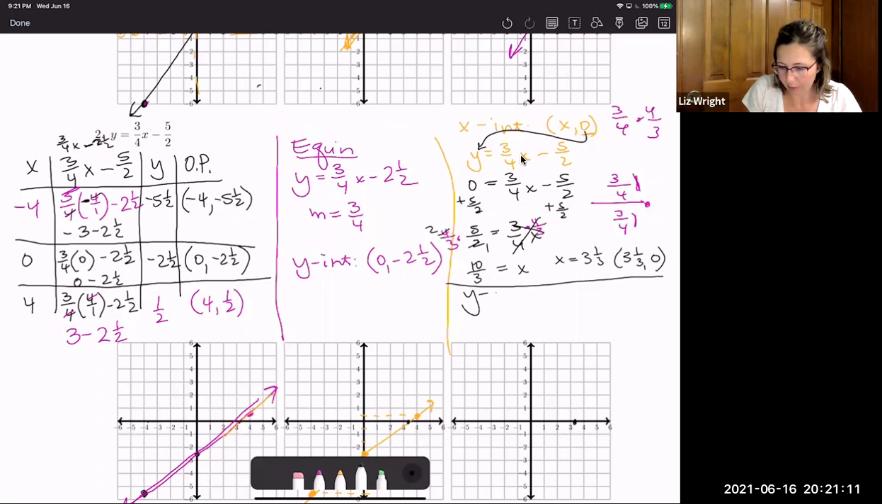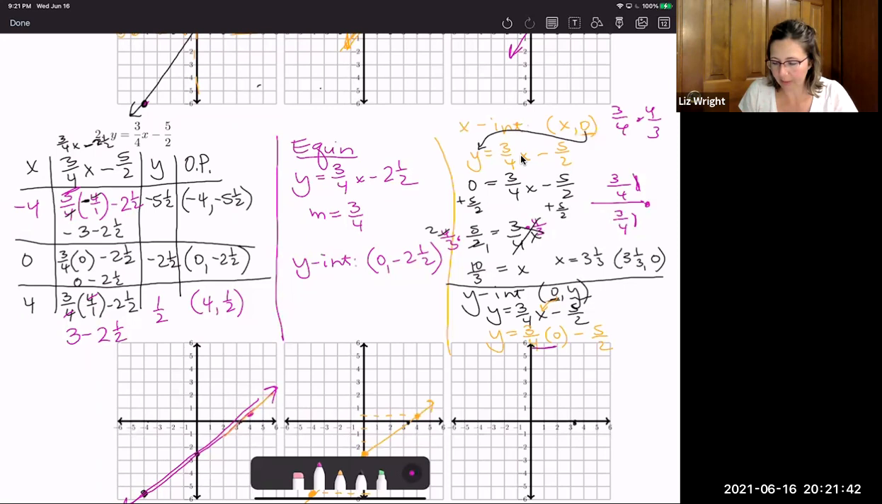And then let's look for our y-intercept. So our y-intercept is going to be 0, y. And again, this tells us to substitute 0 in for x and solve for y. So we're going to write in y equals 3/4 x minus 5/2. I'm going to plug in the 0 for x. And I'm going to say y equals 3/4 times 0 minus 5/2. So the 3/4 times 0 is going to give us 0. So we're going to get y equals 0 minus 5/2. And 0 minus 5/2 is negative 5/2, or negative 2.5.